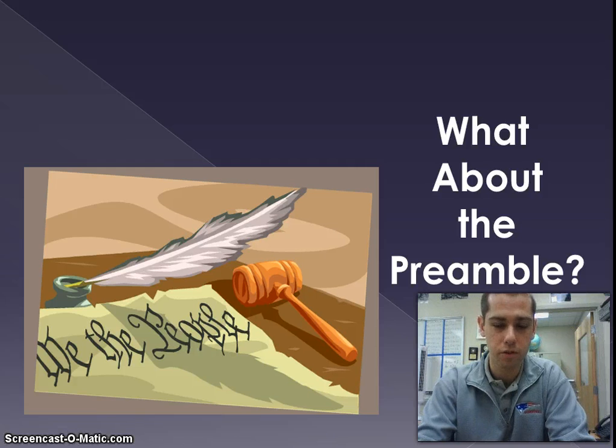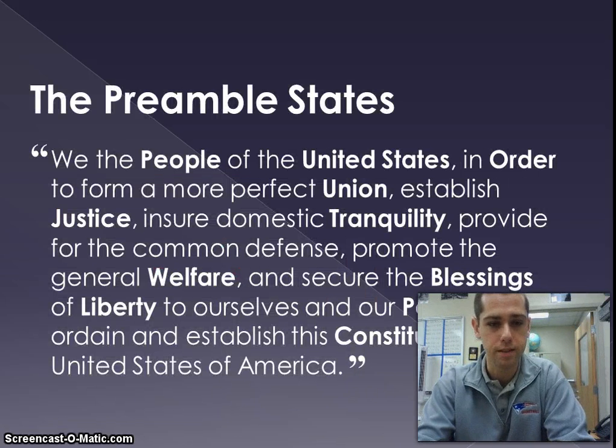Now, the preamble I mentioned before is an introduction, but it's also the most famous part of the Constitution that many of you have probably heard before. The Preamble states that we, the people of the United States, in order to form a more perfect union, establish justice, ensure domestic tranquility, provide for the common defense, promote the general welfare, and secure the blessings of liberty to ourselves and our posterity, do ordain and establish this Constitution for the United States of America.